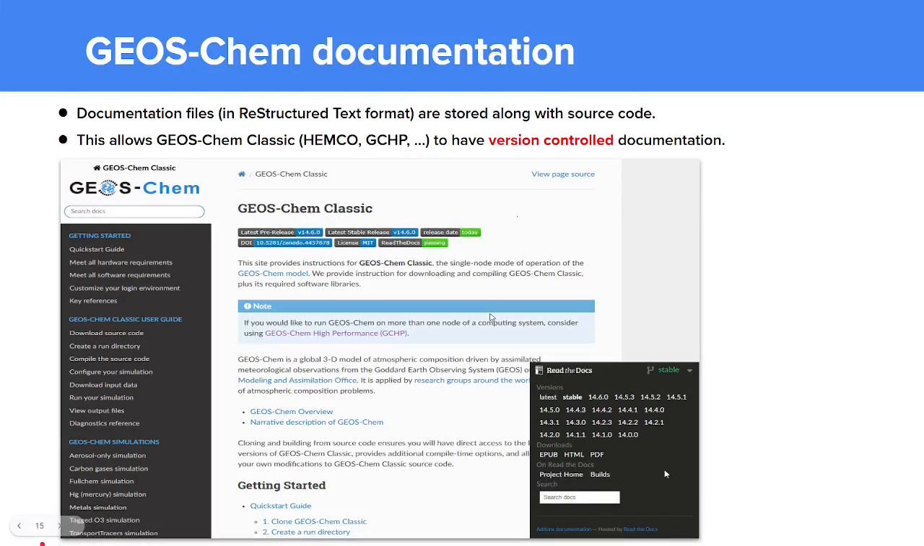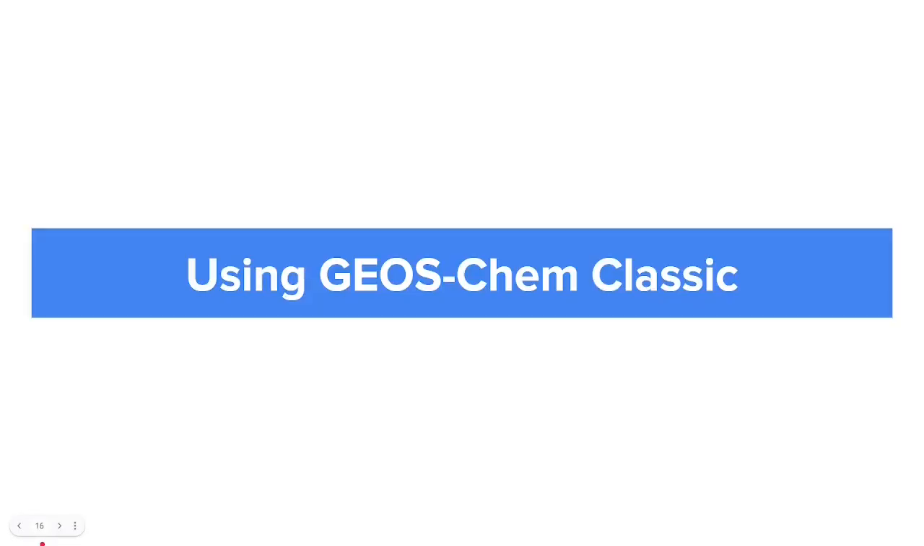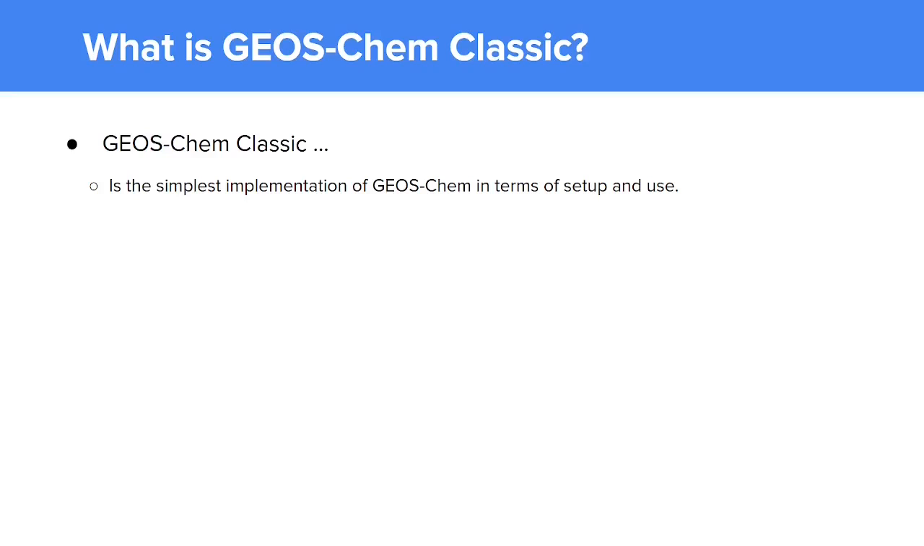Okay, so back to the slide deck. So that rounds out the resources about GEOS-Chem. So now I'd like to take a little bit more of a look at using GEOS-Chem Classic specifically. So let's delve into the details of getting started with GEOS-Chem Classic. So what is GEOS-Chem Classic? GEOS-Chem Classic, as I mentioned before, we have the ecosystem of GEOS-Chem, and there are many implementations. GEOS-Chem Classic is the simplest implementation of GEOS-Chem in terms of getting started, getting it set up, and getting running.